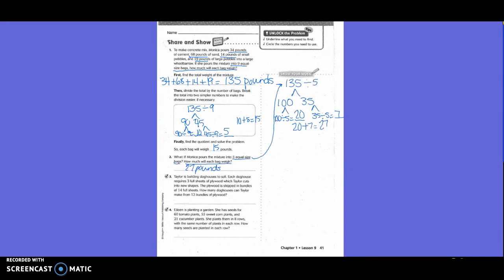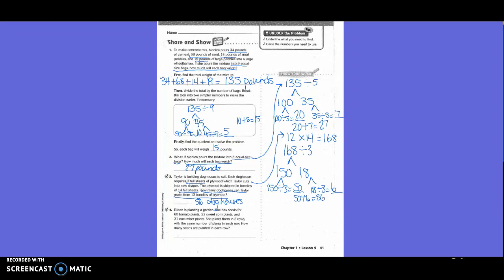Number 2, what if Monica pours the mixture into 5 equal bags? How much will each bag weigh? So we underline the 5 equal bags and how much each bag weighs. Over to the side, we took 135 divided by 5. We broke 135 into 100 and also 35. Then we took 100 divided by 5 and got 20, and 35 divided by 5 and got 7. So we added 20 plus 7 to get 27 pounds.